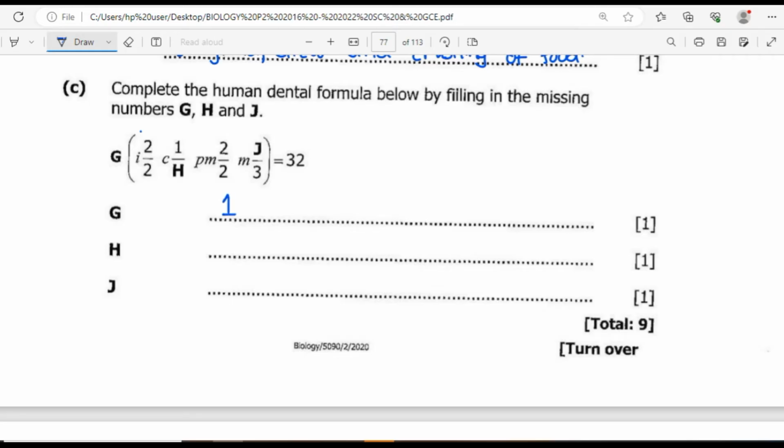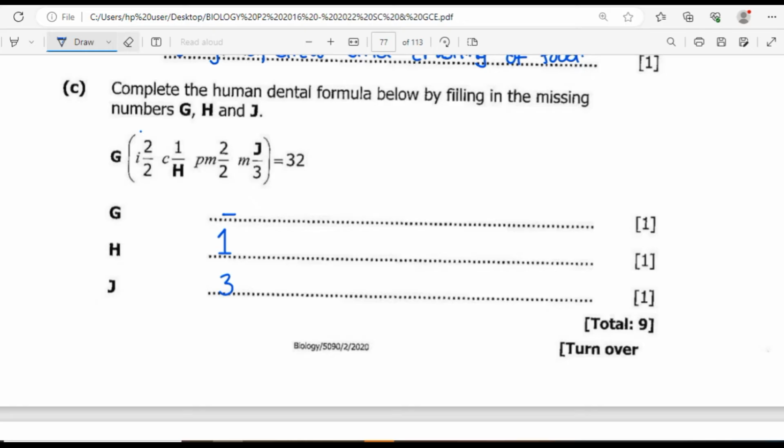Then what's our J? Remember, the picture here is for a human being. So the total is adding up to 32. Now let's look at the molar. If we have 3 on the lower jaw, how many of these can be on the upper jaw? We are still going to have 3. So J is 3, H is 1.